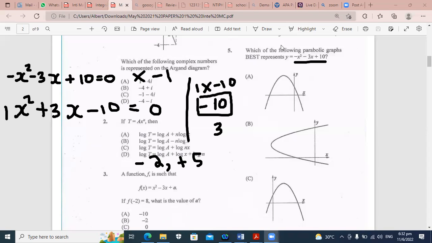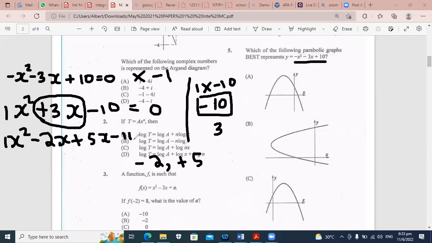Then now we're going to delete the middle portion, and write back the 1x squared. Drop in the two numbers that you got in no particular order. So it's -2x plus 5x, subtract 10 equals 0. And then we factorize by grouping.